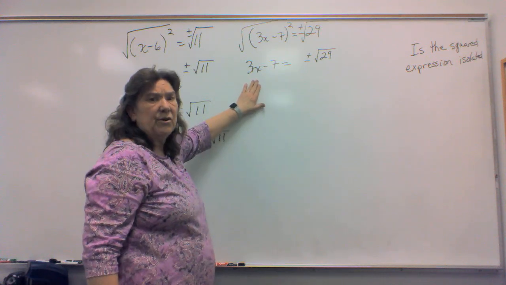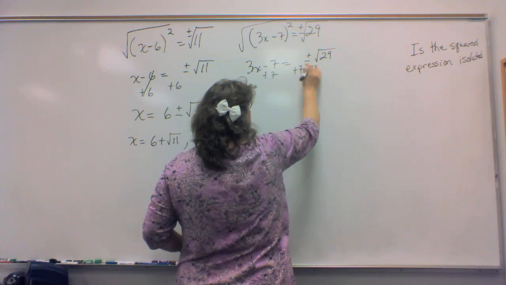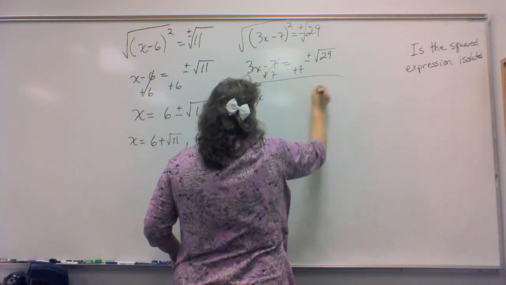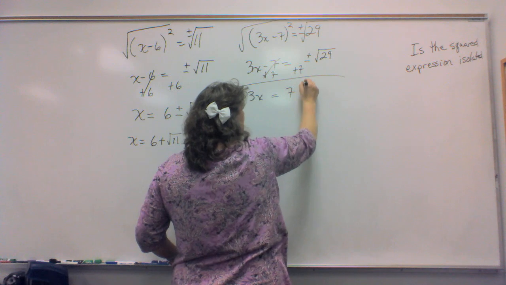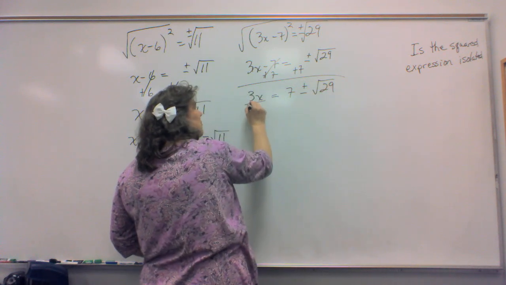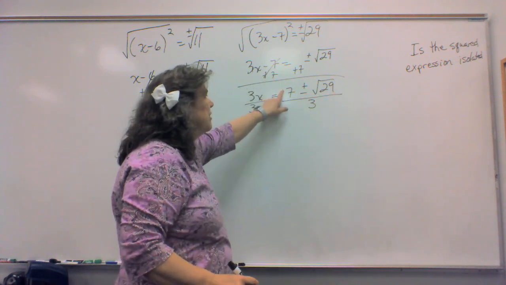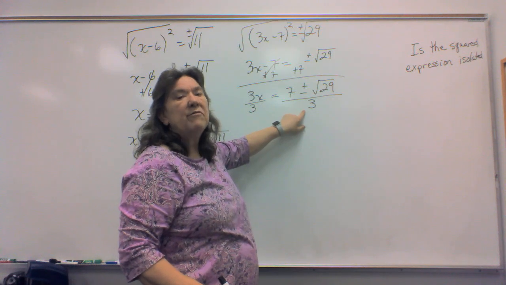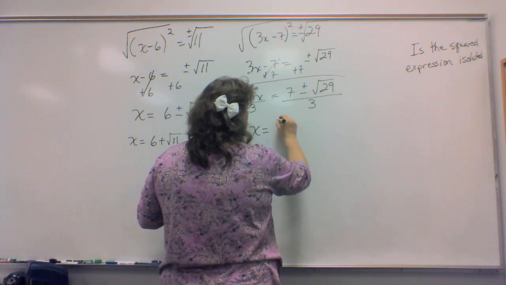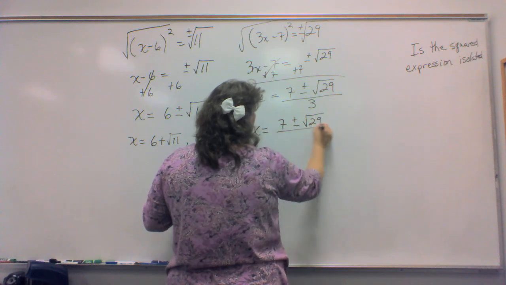Now we need to isolate our x here by first of all adding 7 to both sides. And notice, these are not like terms, so they cannot be combined. 7 plus or minus the square root of 29. Now we have to undo that multiplication by 3 by dividing by 3. And notice it goes over, everything goes over the 3. So I now have x is equal to 7 plus or minus the square root of 29 over 3.